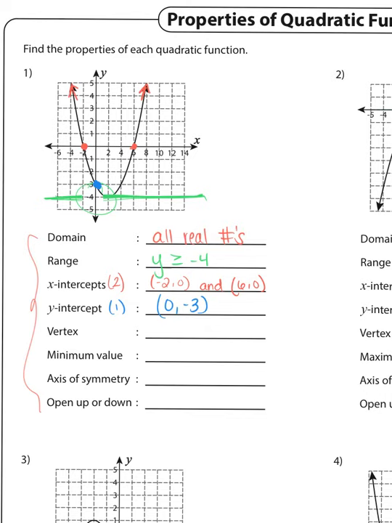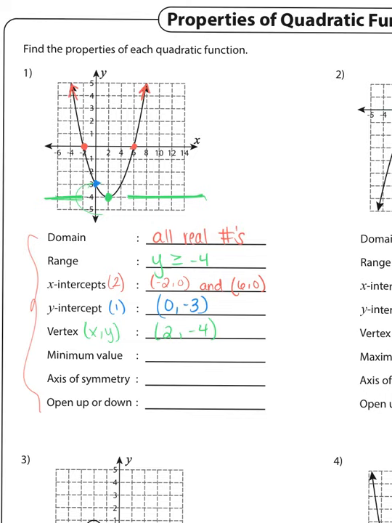Okay, then our next point is finding the vertex. Okay, remember our vertex is the changing point in our graph, or the turning point. So in this case, our graph turns right at this point. Okay, so then we're going to go find our point. Remember, when we write a vertex, it needs to be in x and y form. Okay, so it's over 2, down -4. So that becomes our vertex point, (2, -4).